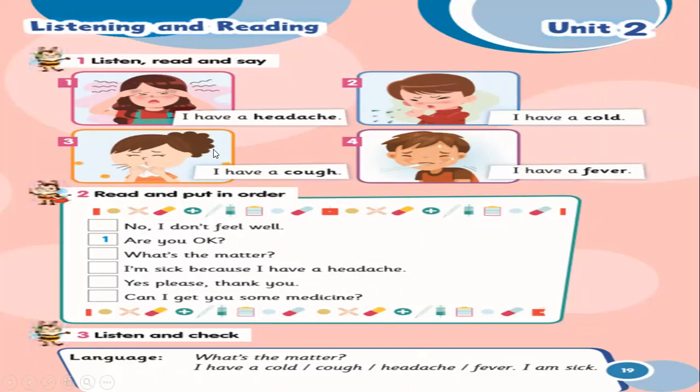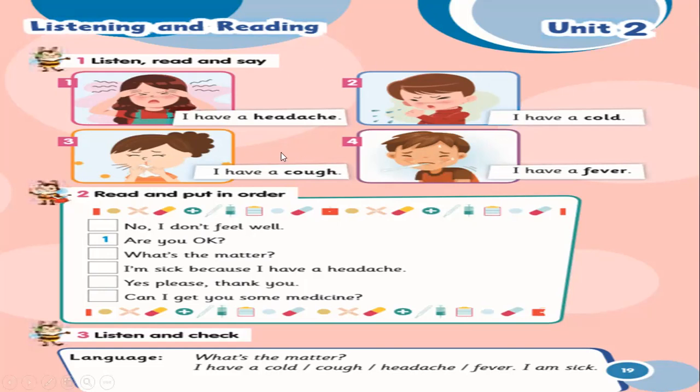Number 3, the girl finds it hard to breathe. She says, I have a cough. I have a cough. Number 4, the boy has a high temperature. He says, I have a fever. I have a fever.